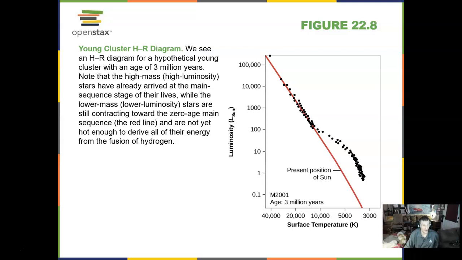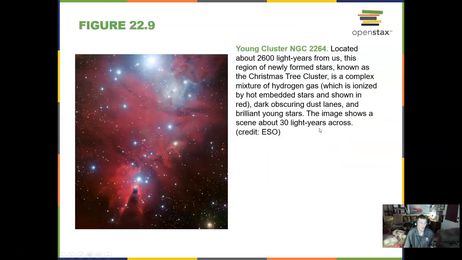So we can also look at clusters of stars. We can assume that all the stars in a star cluster are about the same age, so the whole cluster should turn off the main sequence at about the same time. We can determine the age of that cluster based on how and when it gets off the main sequence. And that's really neat. Another young cluster, NGC 2264, is 2,600 light years away. This is called the Christmas Tree Cluster.